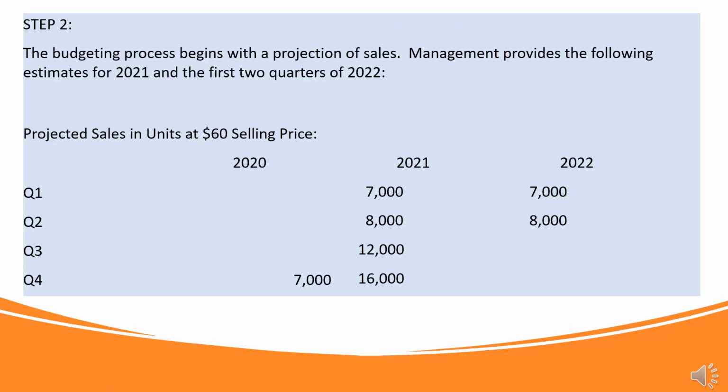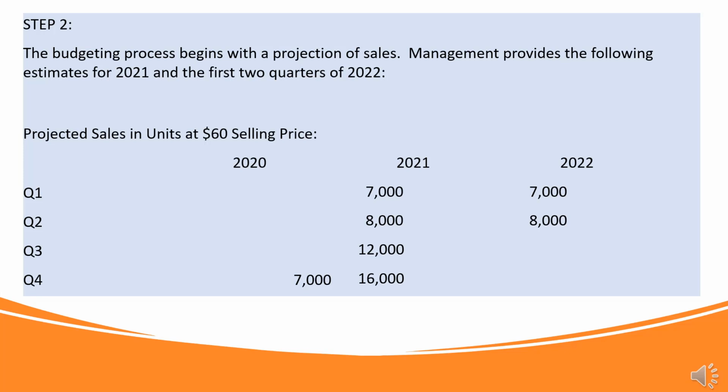Now I can start looking at what my budget will look like in 2021. To do so, I have to first of all figure out what was my projected sales. In this case, I look at the last quarter of 2020, which is 7,000 units sold, and that's an actual number, not just a projection. But the projection occurs in 21 and 22. And so each quarter, you will see what the projections are.